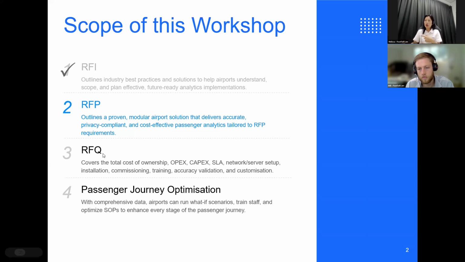In the future workshop, we will continue this progression, covering the RFQ stage, where we break down the total cost of ownership, the CAPEX and OPEX models, the SLAs, the validation, and the support planning. And then finally, we will deep dive into passenger journey optimization. We will show how to simulate what-if scenarios, and how we train the operational AI models and embed SOPs across teams using a scalable analytics platform.